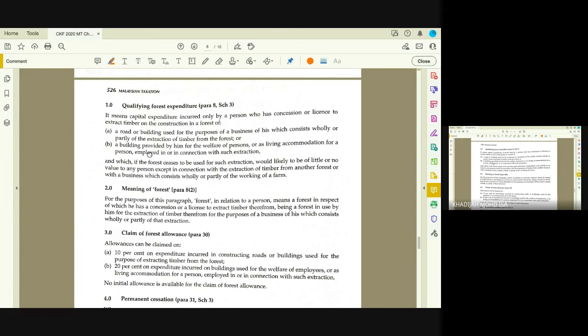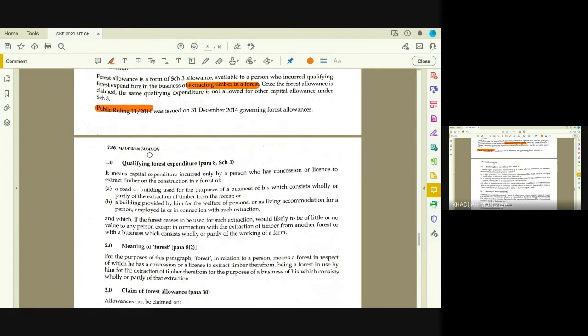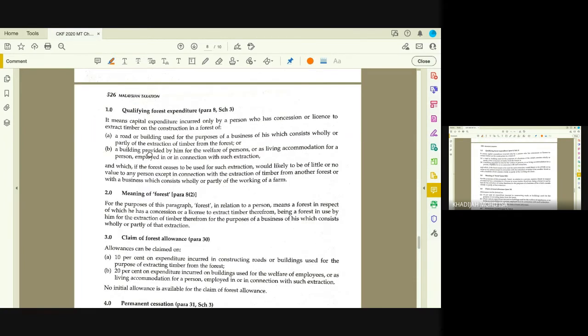So what are the qualifying expenditure under forest allowance? It means capex incurred only by a person who has a concession or license. So you cannot simply go and cut timber. You need to get a concession or license or permit in order to extract timber. So what are the capex? The qualifying forest expenditure are costs incurred.